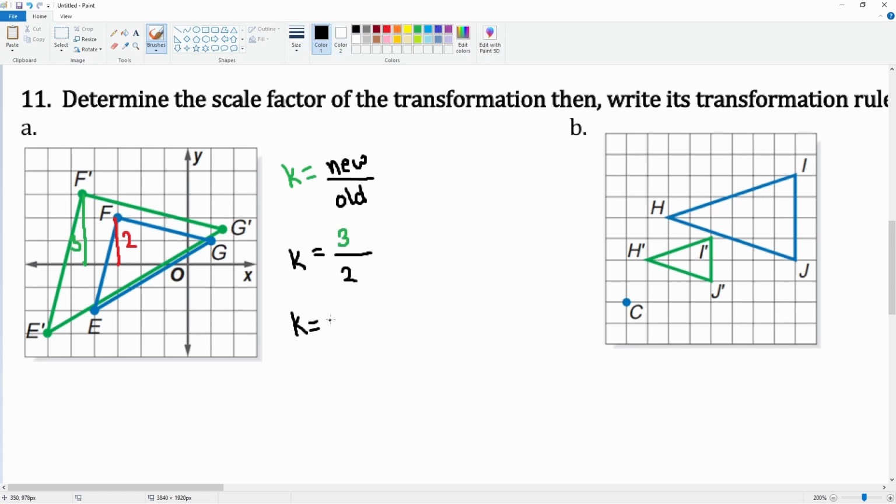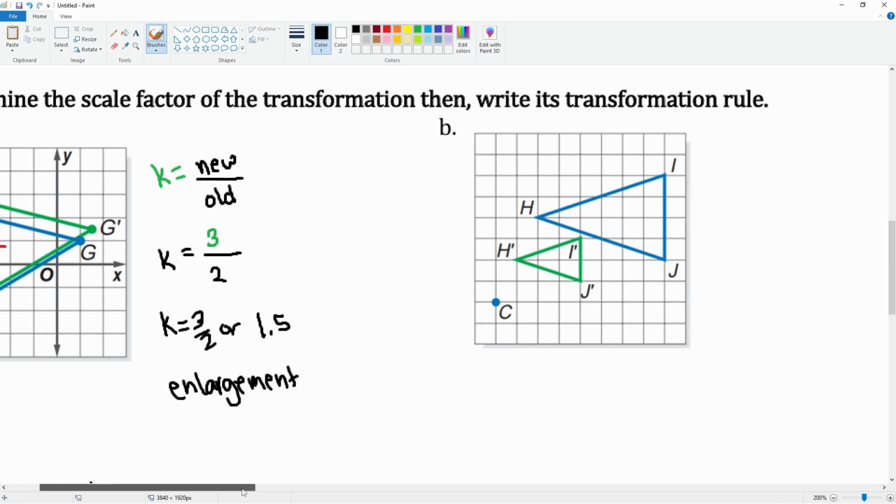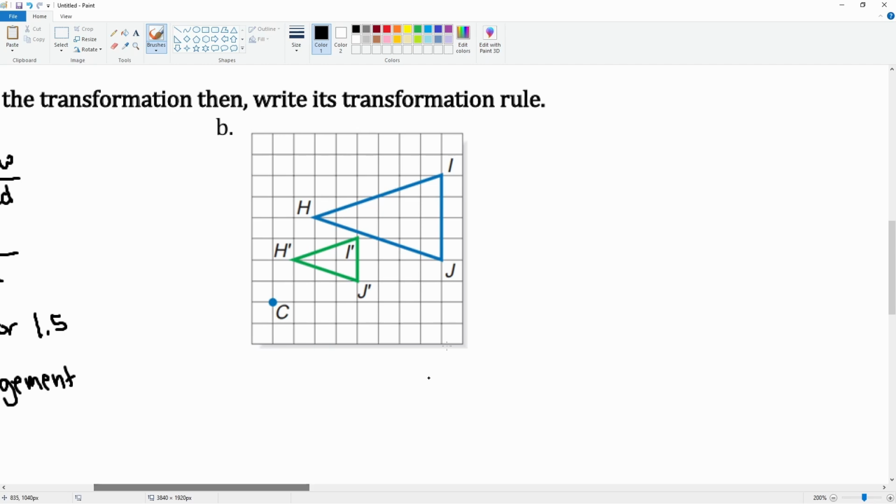The k value is 3 over 2, or 1.5. If you don't believe me, you can calculate the diagonal, but it does get better. So it is an enlargement with a k value of 1.5. And for the next one, h goes to h prime.